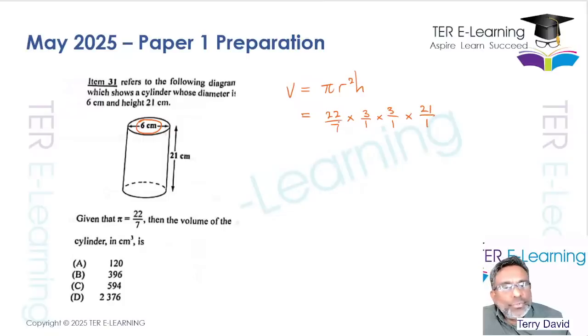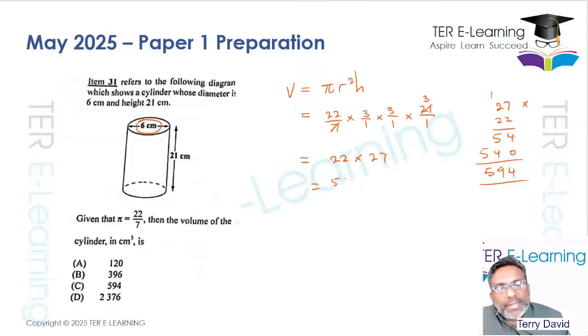So all you're going to do, this 7 can go into this 21 3 times. So you're going to end up with 22 multiplied by 3, 3 3s are 9, 3 9s are 27. So again, you have to work this out. So that's going to be 27 multiplied by 22. 2 7s are 14, 2 2s are 4 and 1 is 5. So this is going to be 594. So therefore the answer is going to be C.